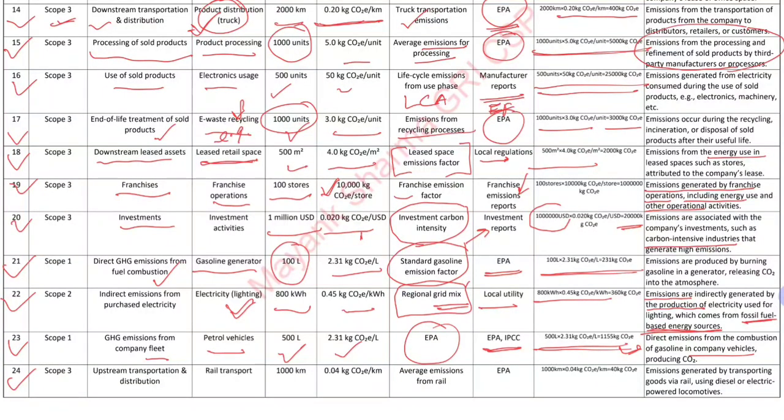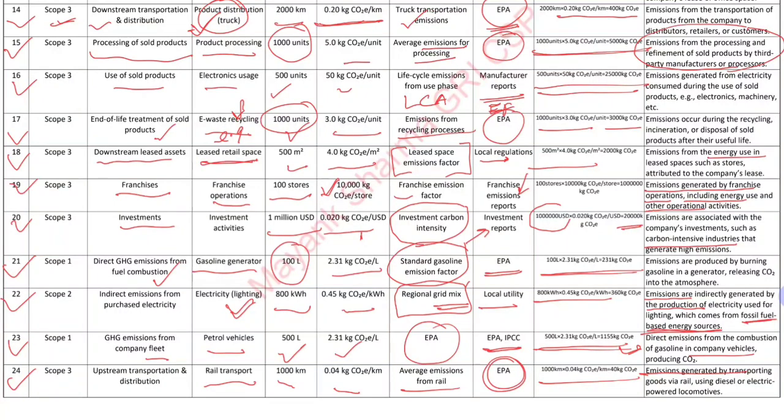Then one more example for Scope 3, which is about upstream transportation and distribution using rail transportation. If you see here, 1,000 kilometers travelled by rail, this is the emission factor. Again we are using average emissions from rail. Source of the emission factor, EPA. The calculation is 1,000 multiplied by the emission factor. These are emissions generated by the transportation of goods by rail using diesel or electric-powered locomotives.